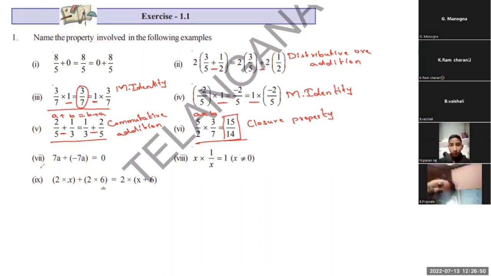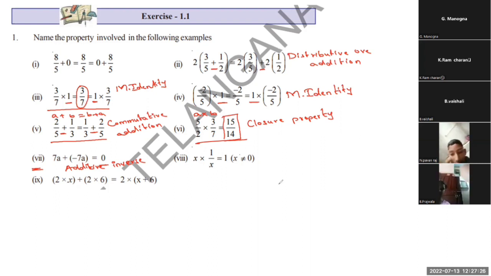Now, seventh one. Look at there. Pawan Raj, unmute it. Sir, additive identity. No. Look at there. We got the result 0. We are not adding 0. We are getting the result of the addition as 0. Sir, additive inverse. Very good. Additive inverse.